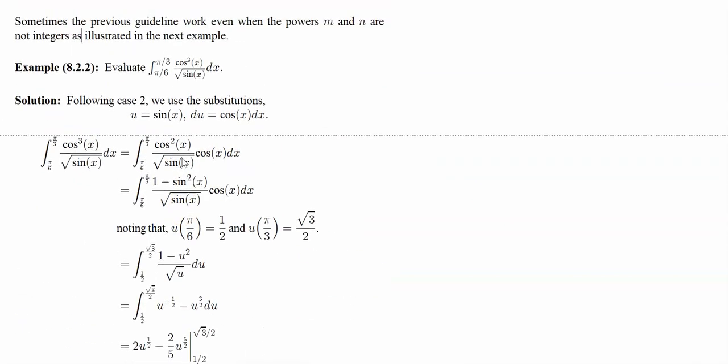Now let's note here for this example that sometimes the previous guidelines will even work when the powers of m and n are not integers. So that's what we're going to consider here. So those guidelines can work even if the m and n are not integers.